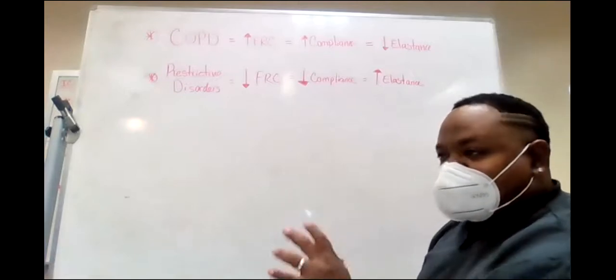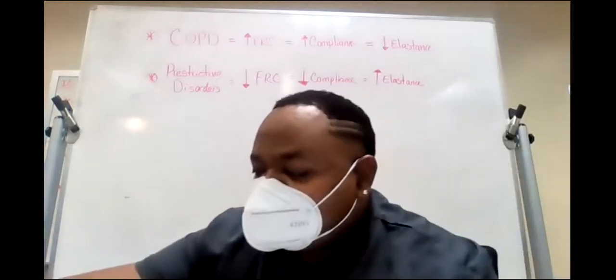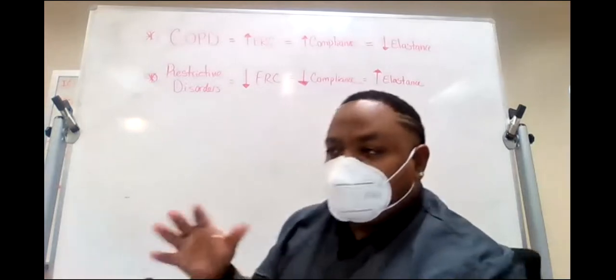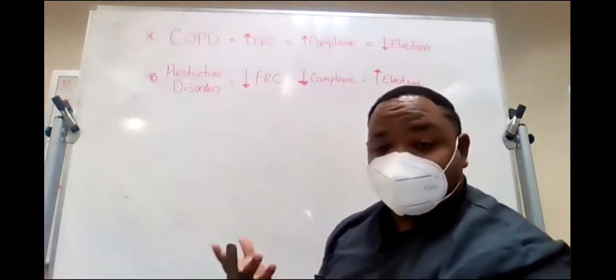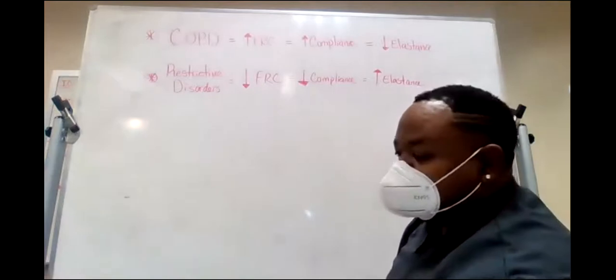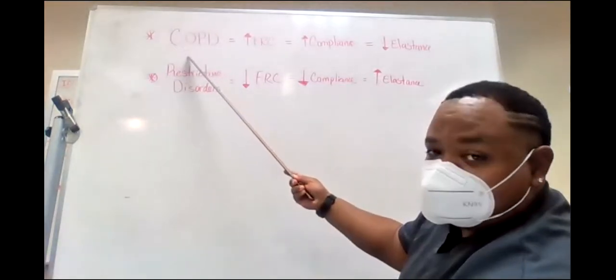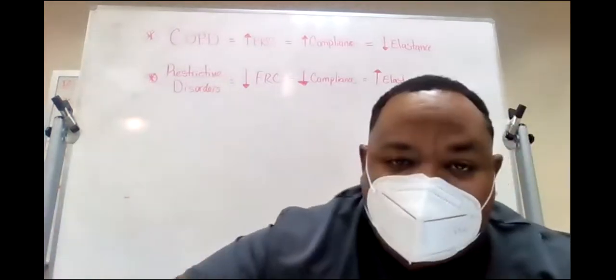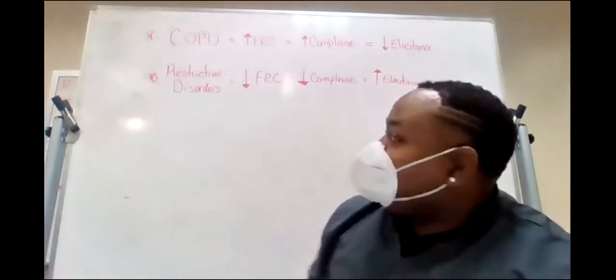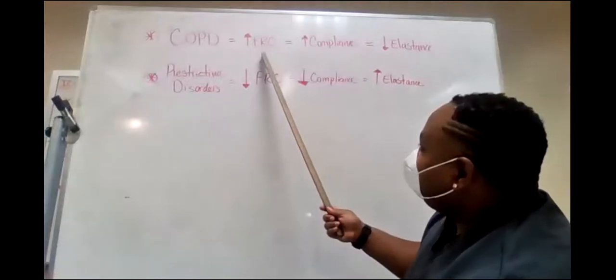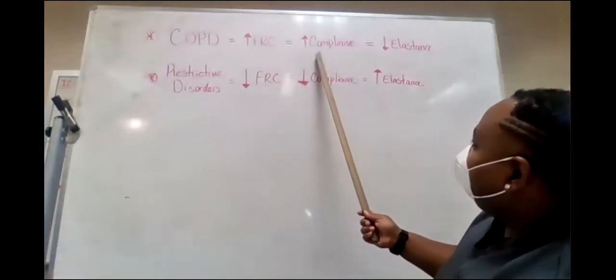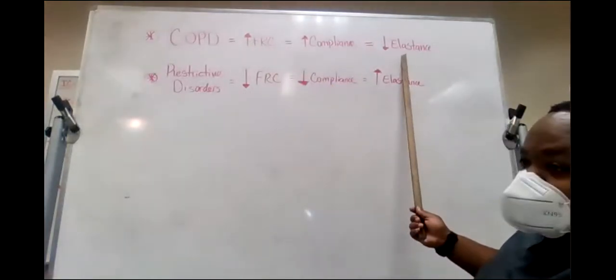COPD is made up of 5 obstructive diseases. If you have 2 or more of those, you're considered to have COPD. Okay, we'll talk about those a little later. But you've got COPD or an obstruction, then you have an increase in FRC. They also have an increased compliance, and they have a decreased elastance.